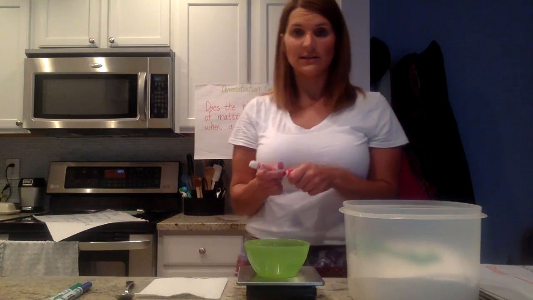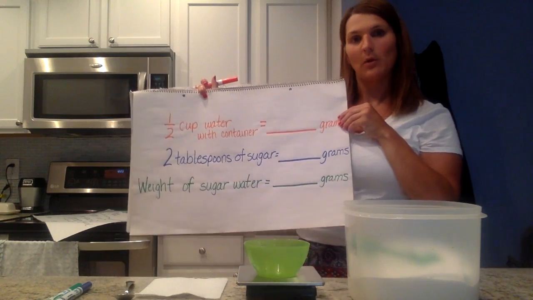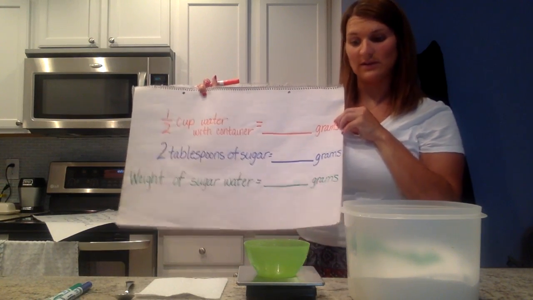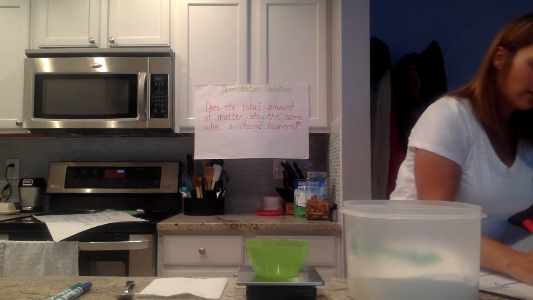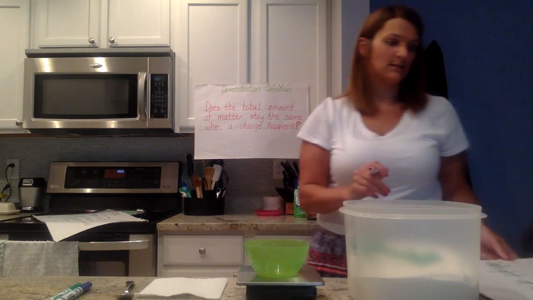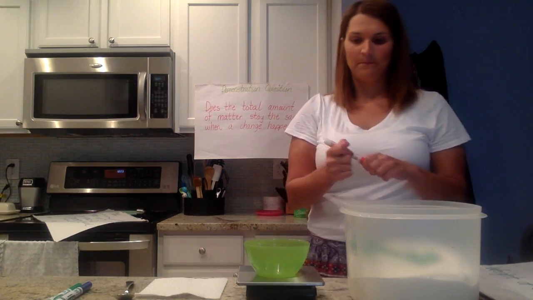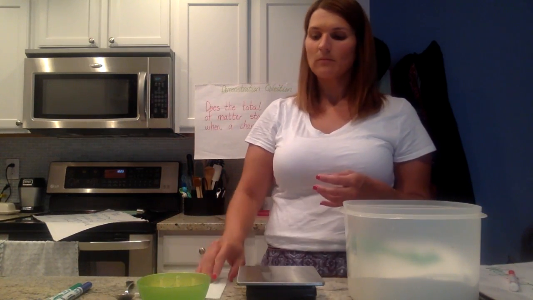It's important as scientists to document our findings. So on this chart paper, I have half a cup of water with the container equals, and I will write 125 grams. That way then, we don't have to worry about forgetting our findings. Now, I will remove the water from the scale, and I will get ready to measure the sugar.